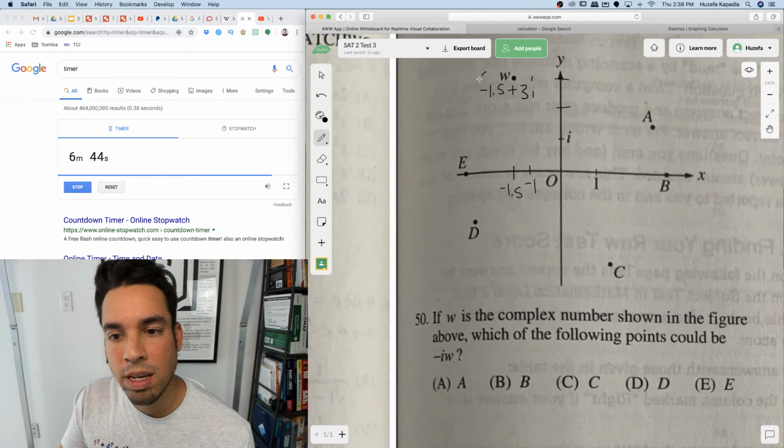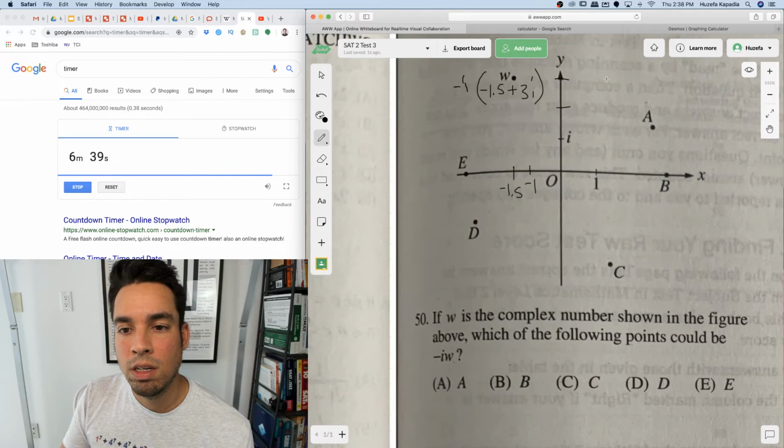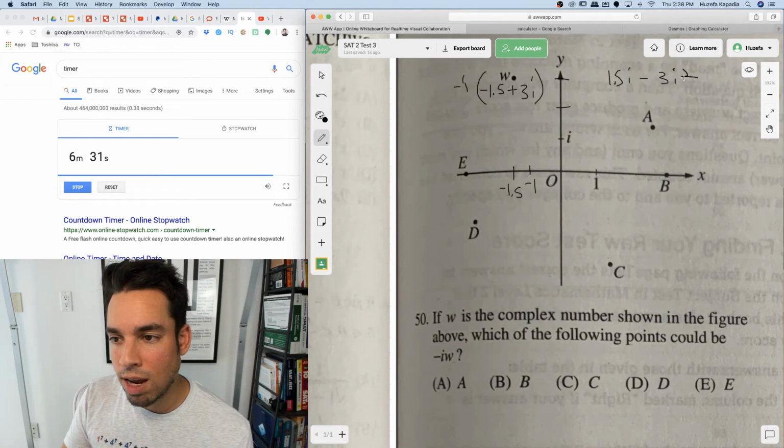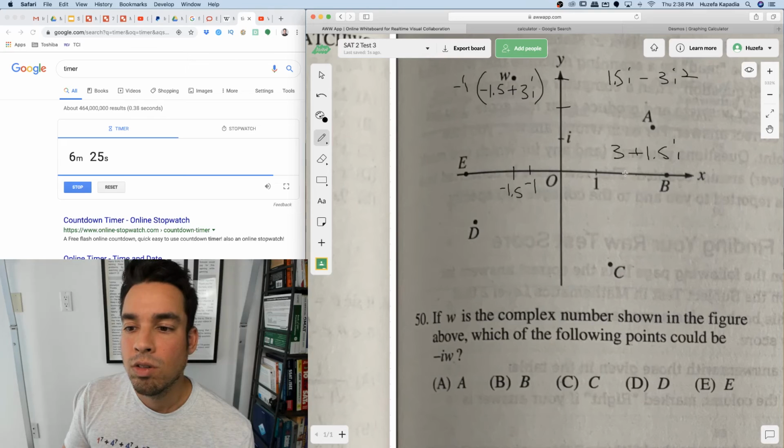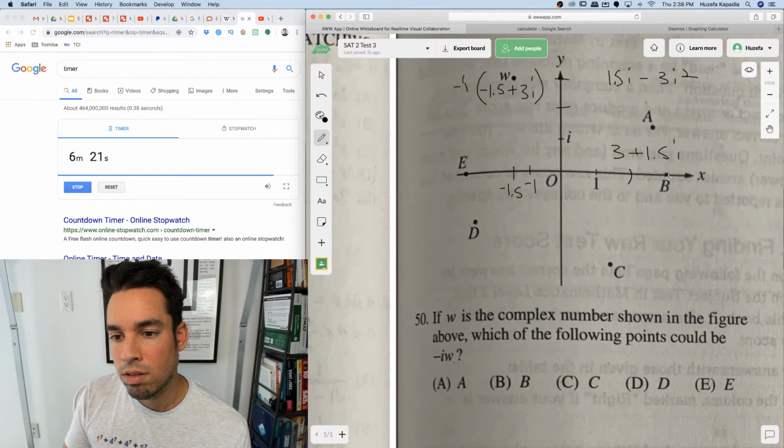So if I'm multiplying it by negative i, right? Negative i. It would be positive 1.5i minus 3i squared, which is, i squared is negative 1, so it's positive 3 plus 1.5i. So 1, let's say 2, so it's 3. I guess it's A.